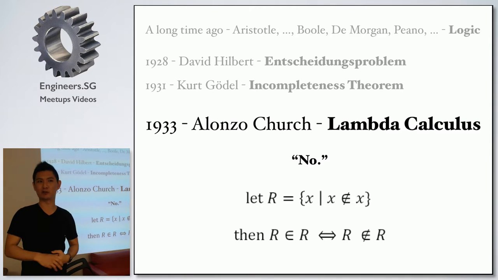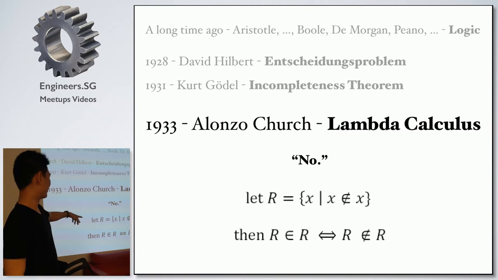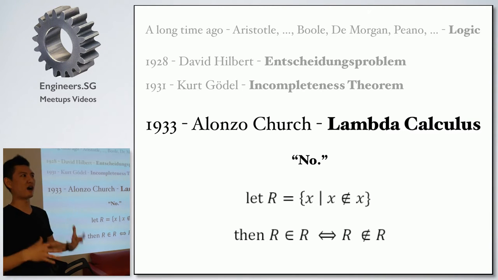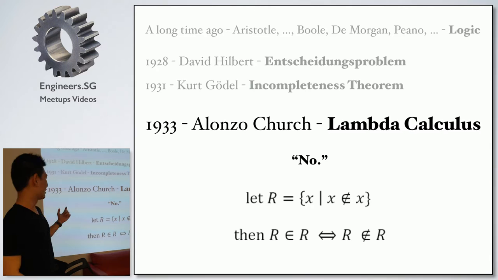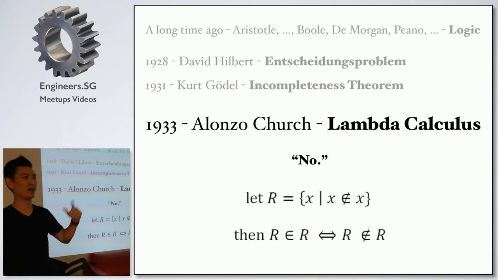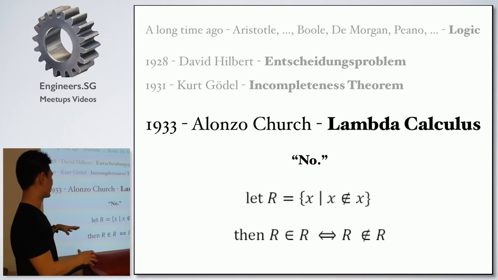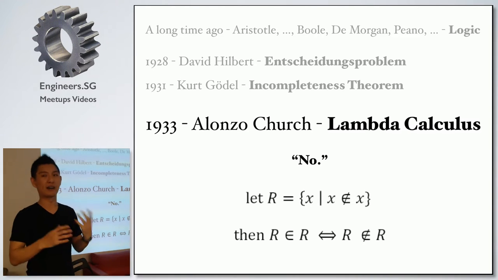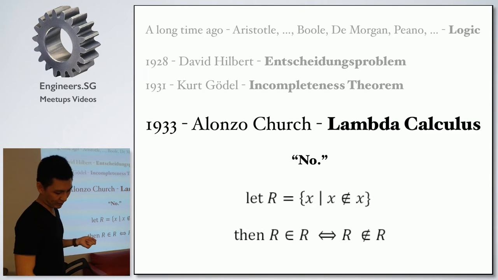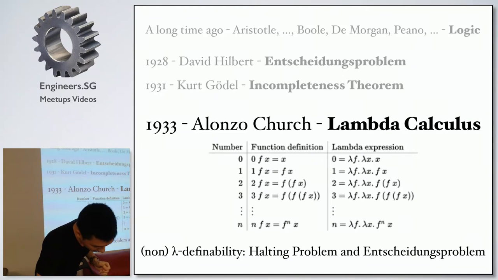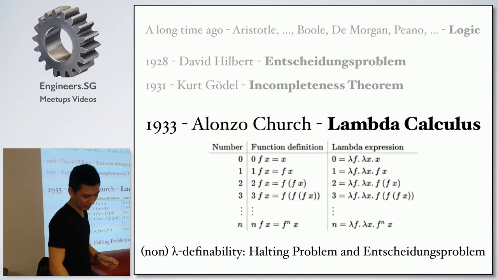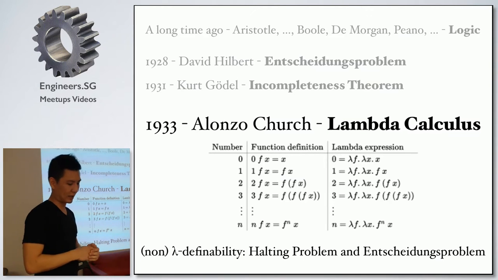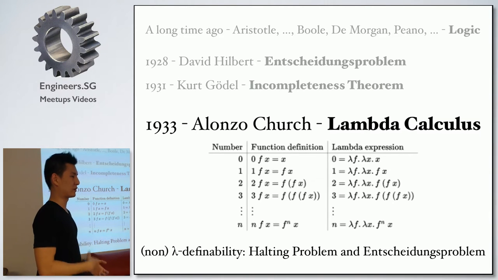So if you're familiar with Russell's paradox, where R is a set of sets that do not include themselves: if R includes itself, it should not be in this set, but it's in this set. So there's a paradox involved, and with this paradox, you cannot use the untyped version of lambda calculus as a logic. But he came out with a form of lambda calculus that could represent numbers. And if you have numbers, you have computation, you can do arithmetic.